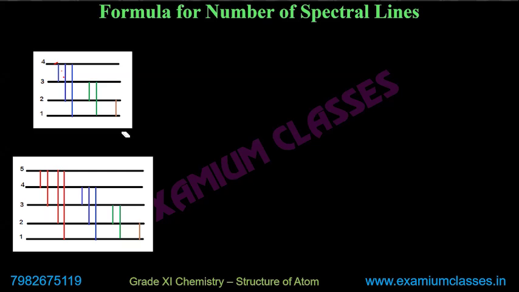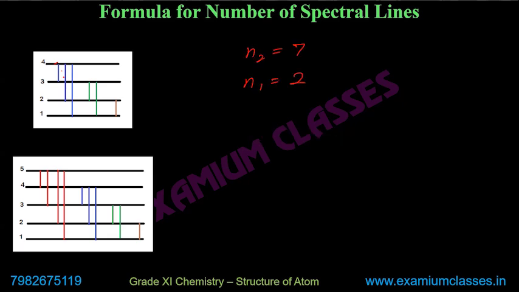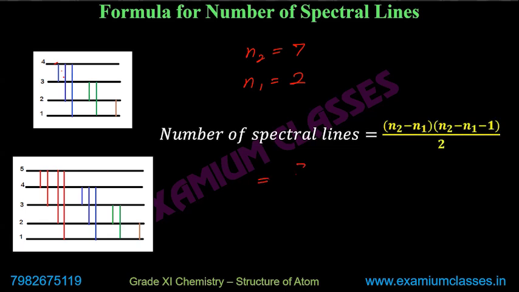For this, there is a formula. The formula is number of spectral lines equals n2 minus n1, then n2 minus n1 minus 1 divided by 2. This formula is applicable to all transitions, whether it is from 6 to 1, 6 to 3, 6 to 2, or from 7 to 5. For example, I am considering the transition from n2 equals 7 to n1 equals 2. So you will substitute the values here. You will get 7 minus 2, then 7 minus 2 minus 1 divided by 2.